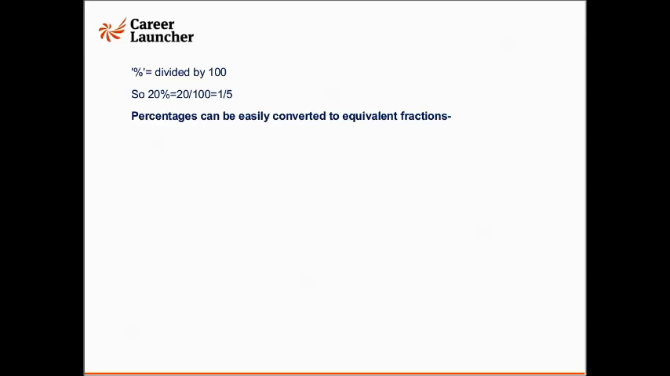Now percentages can be easily converted to equivalent fractions. Like 100%, it is 1. Then if we divide 100% by 2, 100% is 100 divided by 100, that is equal to 1. 50% is 100 divided by 2, that is 1 by 2. 25% means half of 50% is 25%. So on the right hand side also we divide by 2, and we get 1 by 4, right?